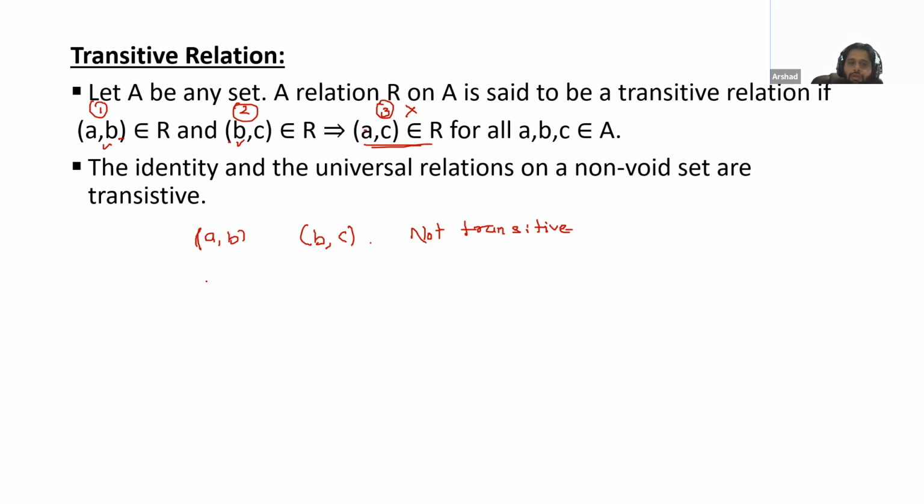But what happens if you have only A comma B? You do not even have the other pairs. Always in the exam write this statement: A comma B is present and there is no other ordered pair, so it is transitive. This point is quite confusing, so remember that if you have only a single ordered pair, the second ordered pair is also missing, so it is transitive. Please remember this one.